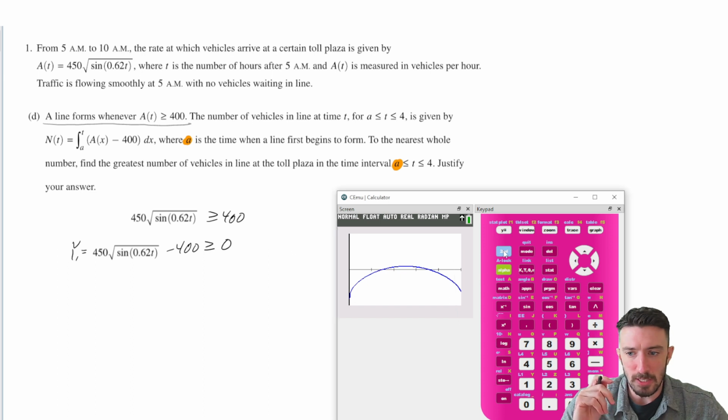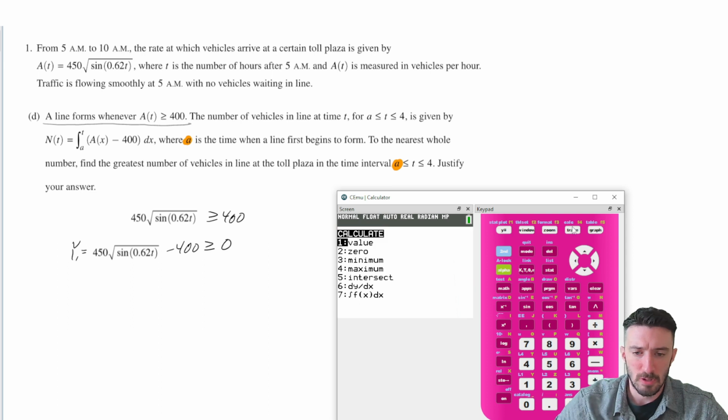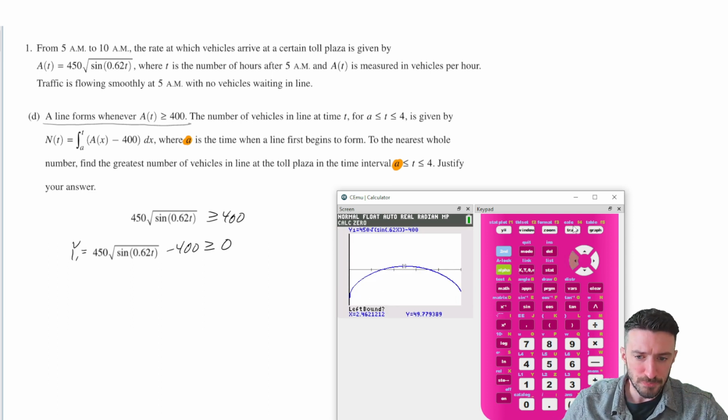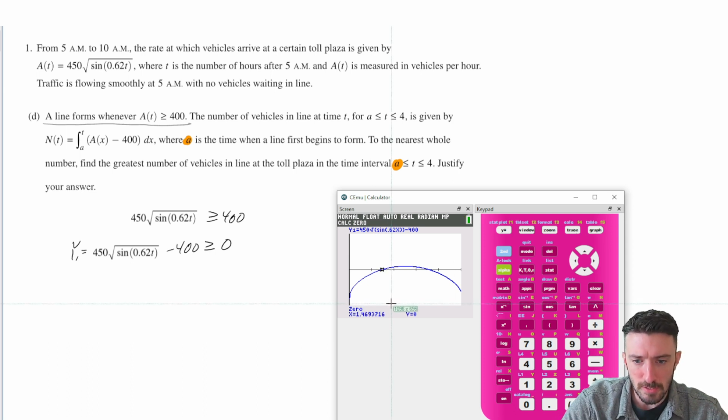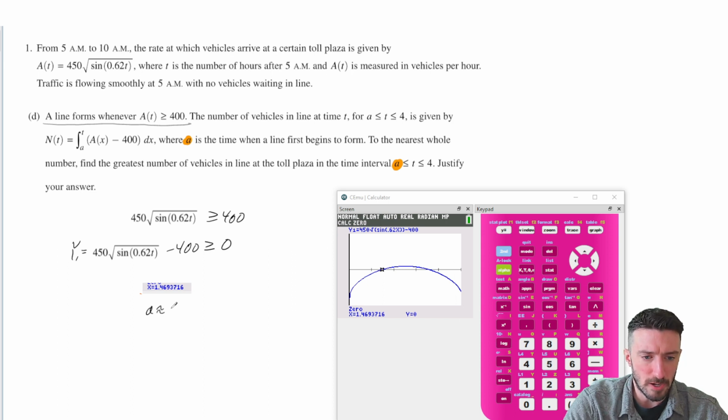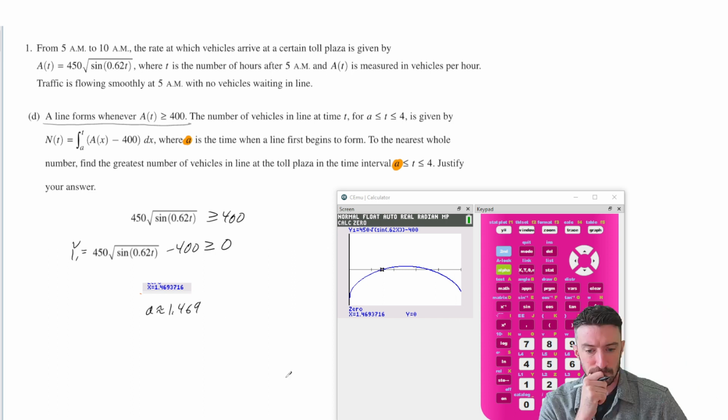We can now just hit second, trace, it'll bring us to the calculate menu, and then we're going to hit 0. I'm going to put that arrow key to the left of that first intercept, and then we put it to the right, and it creates these vertical lines, and it asks us, do you want me to guess in this interval? So we're going to hit enter, and it finds it for us. It finds it to be 1.46 and so on. So that is basically your a. We can say that our a is about 1.469.